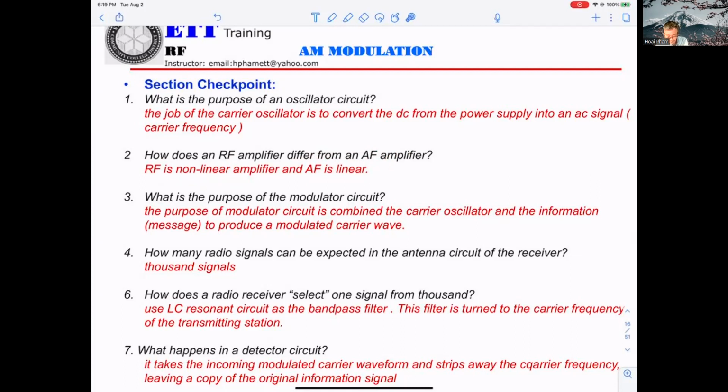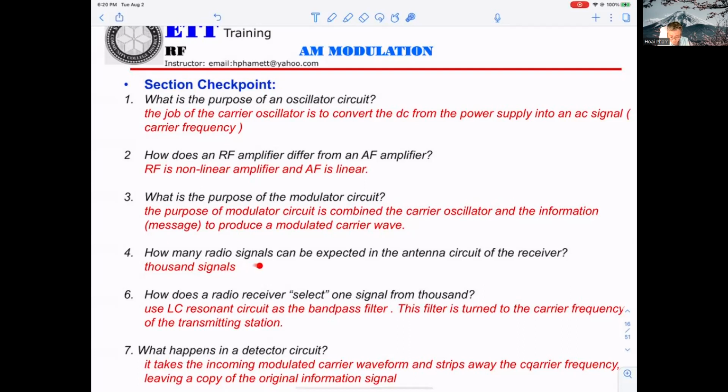Number 3, what is the purpose of the modulator circuit? The purpose of the modulator circuit is to combine the carrier oscillator and the information, what we call a message, or what we call your voice, to produce a modulated carrier wave. You understand, you have to keep reading over and over.